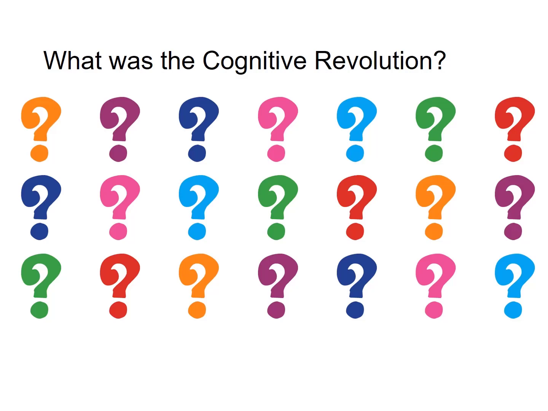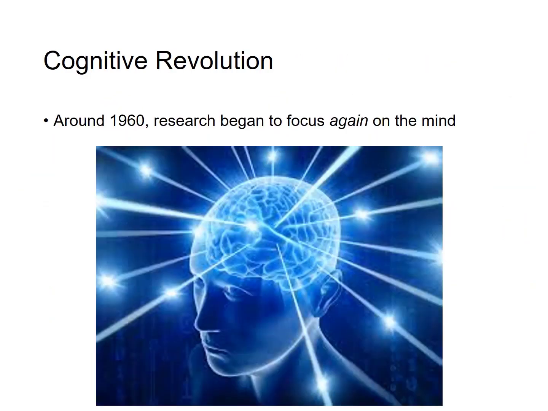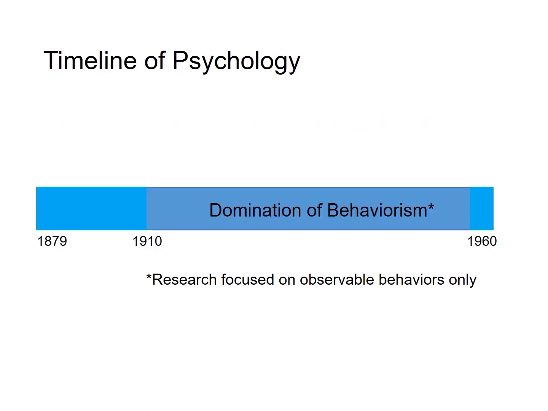What was the cognitive revolution? The cognitive revolution occurred around 1960, and this is where research in psychology began to focus again on the mind, studying aspects of the human mind. Between 1910 and around 1960, the focus was on a very different topic, that of observable behavior. The field of psychology was dominated by behaviorism, so research topics on the mind were neglected.